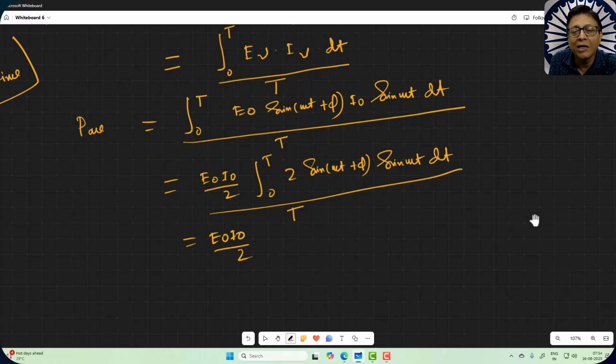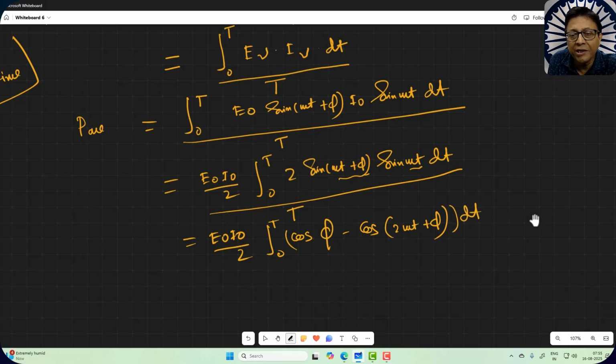This one is E0 I0 by 2. 2 sin A sin B is cos(A minus B), this one A, this one B, minus cos(A plus B), into dt, that divided by T. Here also you put the value of T, that is 2 pi by omega. Okay?